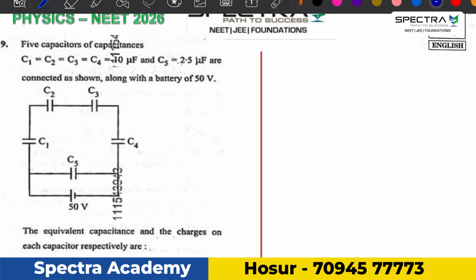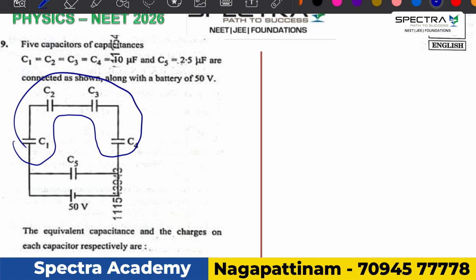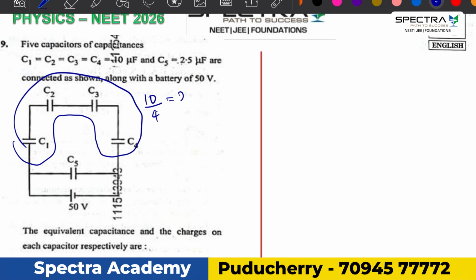9th question. 5 capacitors of capacitance C1, C2, C3, all of the value 10 microfarad, and C5 is equal to 2.5 microfarad, are connected as shown along with a battery of 50 volt. Question is the equivalent capacitance and charge on each capacitor. So here it is very clear C1, C2, C3 and C4, all of them are in which connection? Series connection. So what will be their equivalent, students? Equivalent will be 10 divided by 4, which is equal to 2.5.